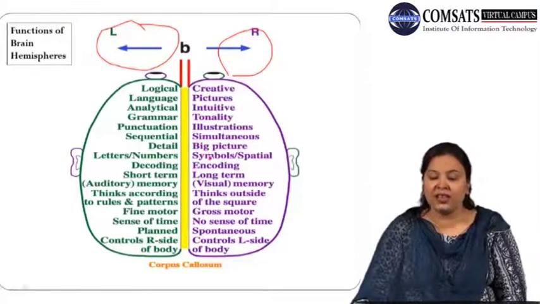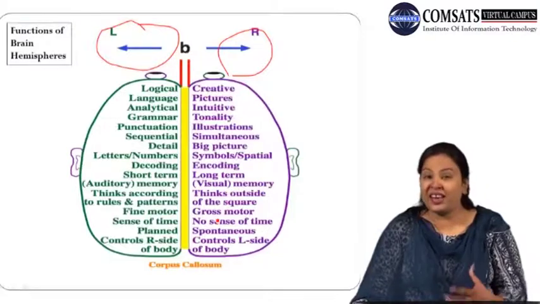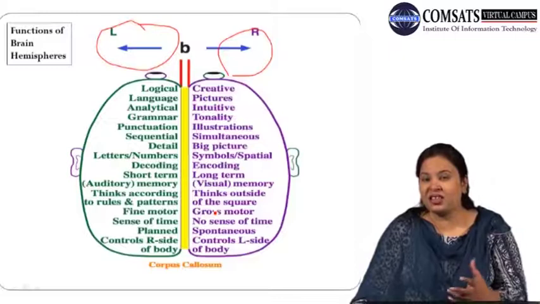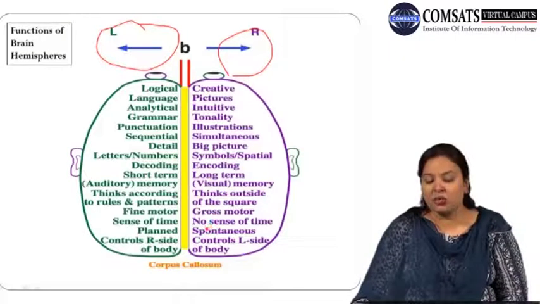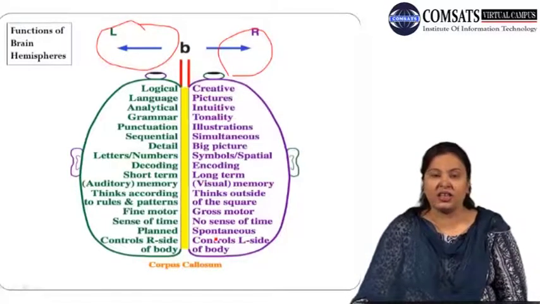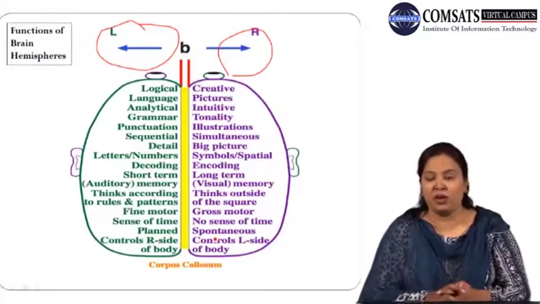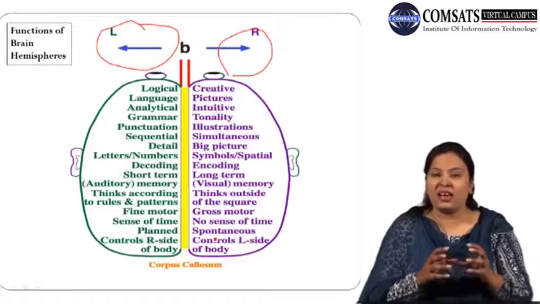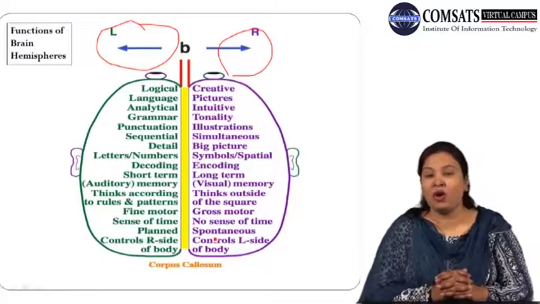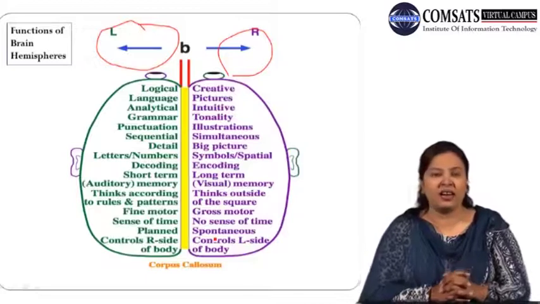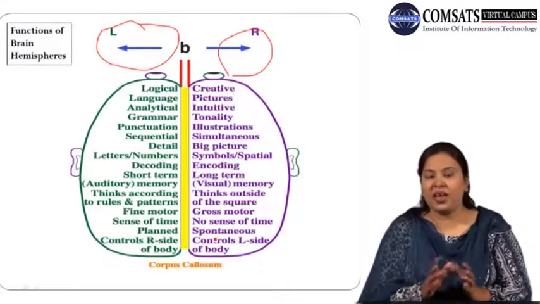Then simultaneous, big pictures, symbols and spatial encoding, this is long-term visual memory, things outside of the square, creativity. You can say the right hemisphere is concerned with creativity. It is gross motor, it has no sense of time, it is spontaneous, it controls the left side of the body. So this way we can divide the responsibilities and functions of the left and right hemispheres of the brain separately.